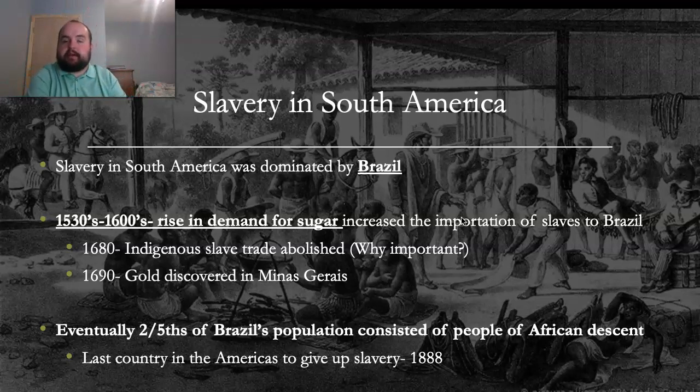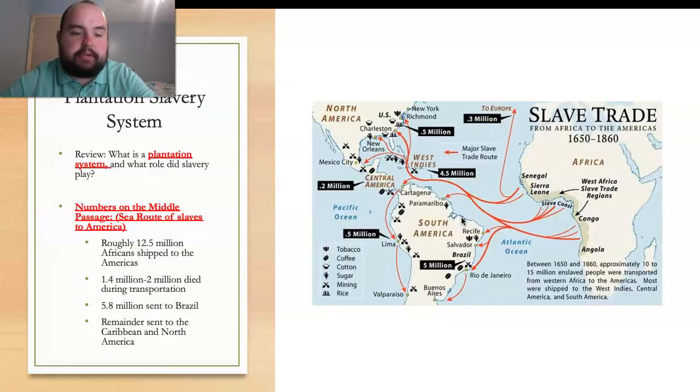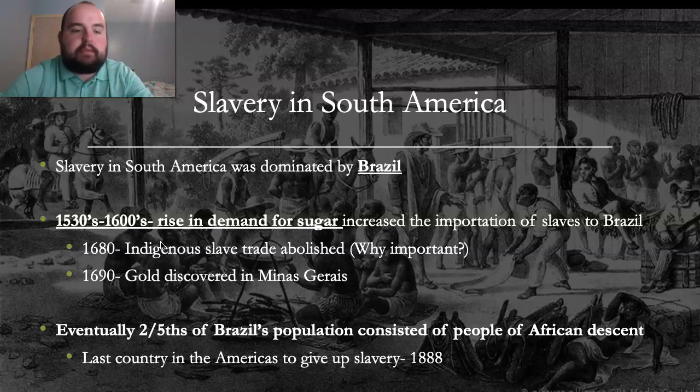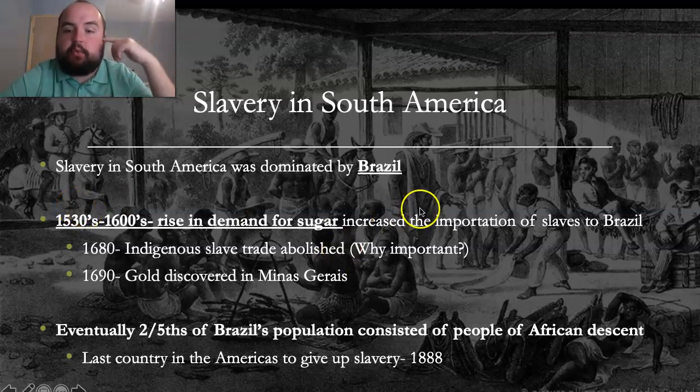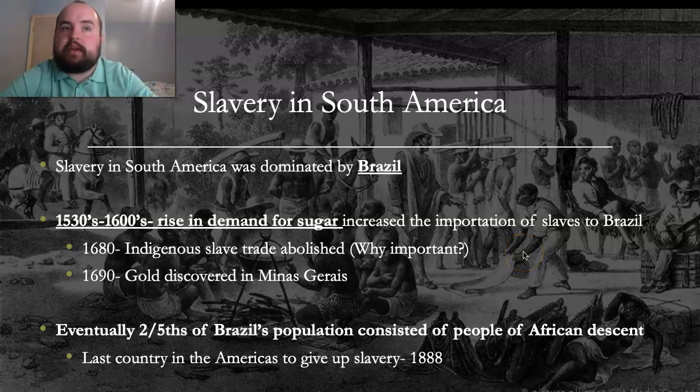South America also had its share of slavery as well. As I mentioned with the numbers of the African slave trade, this portion was dominated by Brazil, as they got almost half of all of the slaves shipped throughout the entire American hemisphere. Slavery in Brazil was so popular from the 1530s to the 1600s because there was a global rise in demand for sugar. Because of this, more and more slaves were imported to Brazil, because Brazil was one of the greatest sugar producers in the entire world.